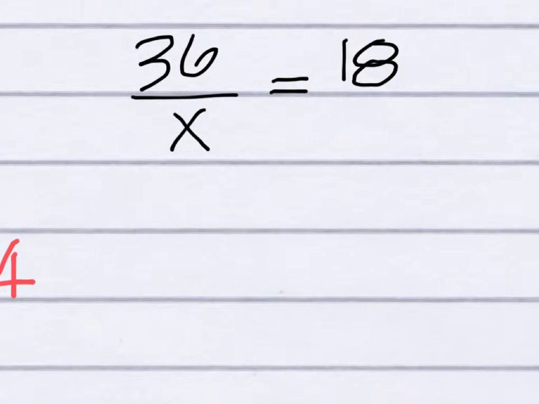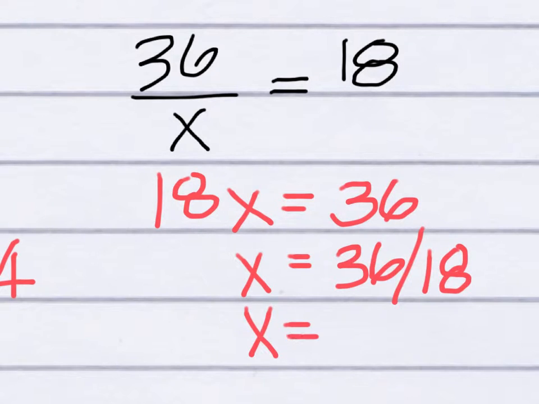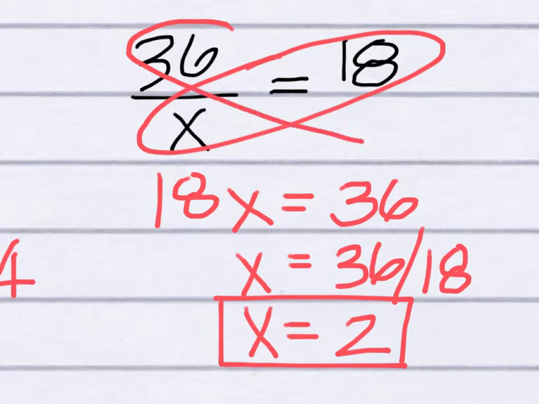Same thing with this one. Cross multiply to get 18x equals 36. Divide 36 by 18. Answer is 2. Cross multiply. 36 times the 1 that is not written.